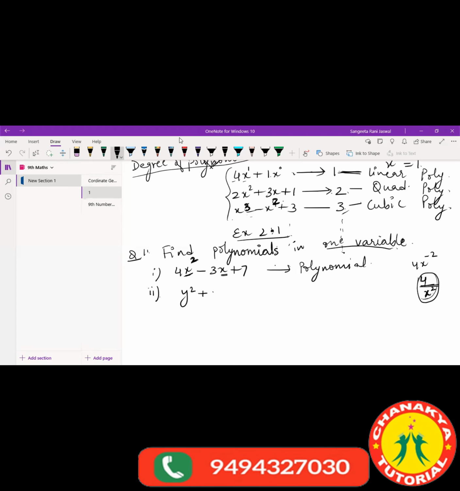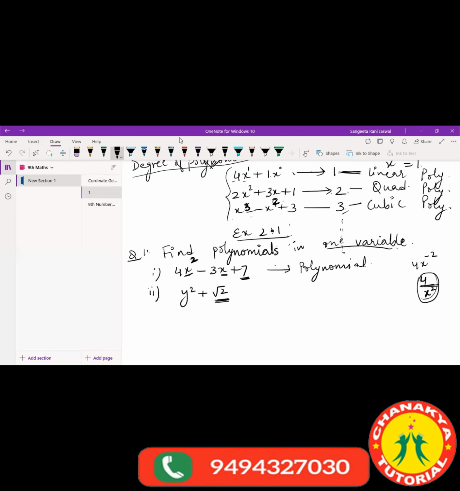See, y square plus root over 2. What can you say about this? Is this a polynomial expression? Ma'am, yes, because it has only one variable and a root. See here, this root over 2 is a constant part. This is some constant. यह constant है. This is a constant term. So it is a polynomial, right?